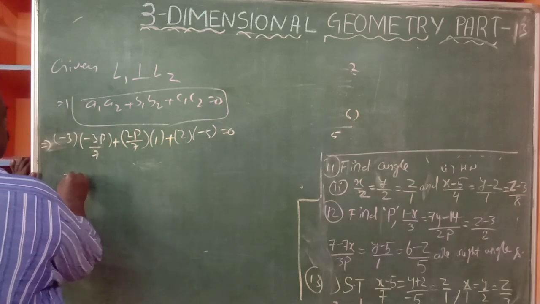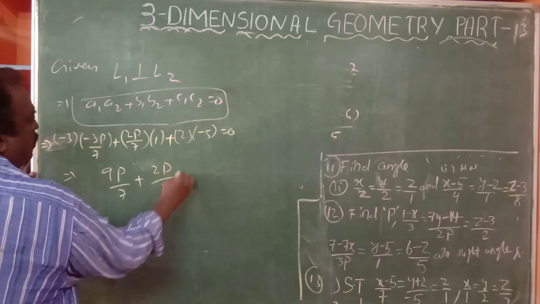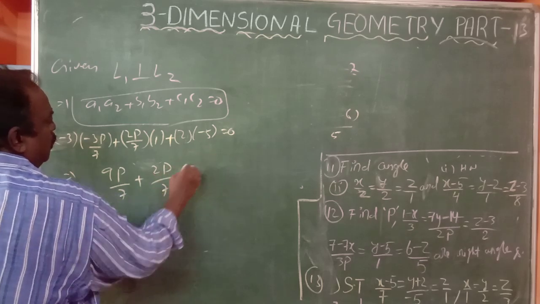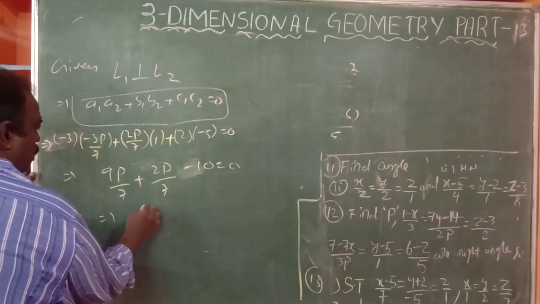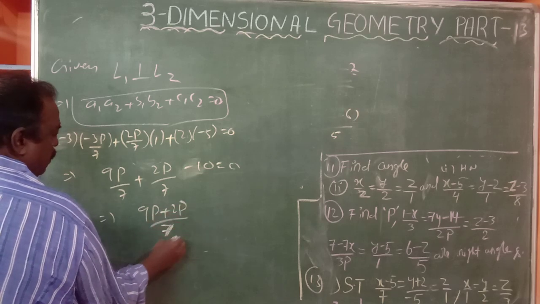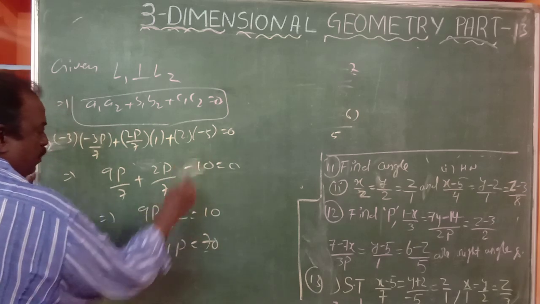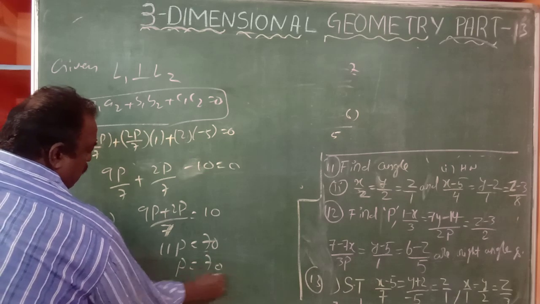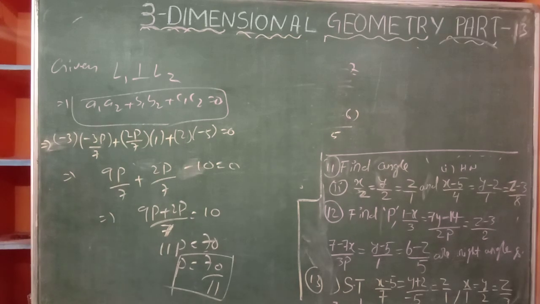Now you see, it is 9p by 7 plus 2p by 7 minus 10 is equal to 0. You see, 9p plus 2p by 7 is equal to 10. 11p is equal to 70, 7 into 10. P is equal to 70 by 11. Like that, we may solve the problem. That is finding the value of P.